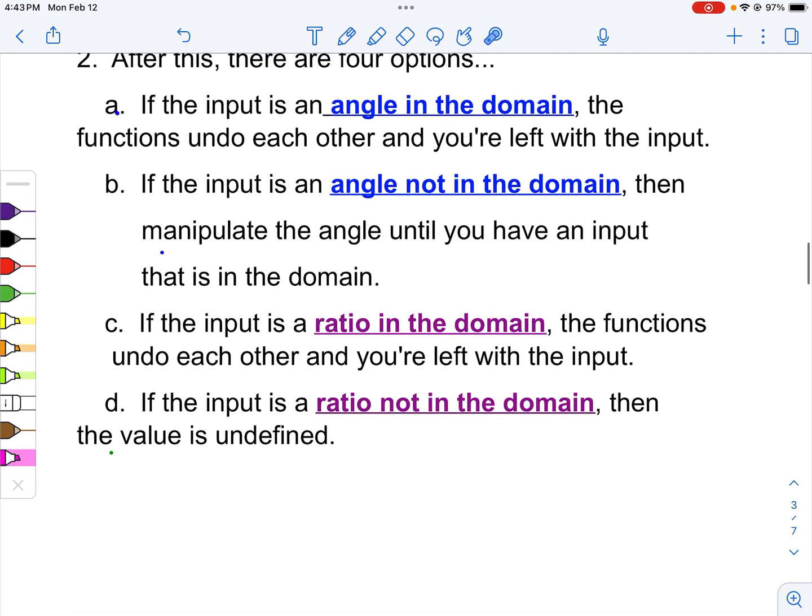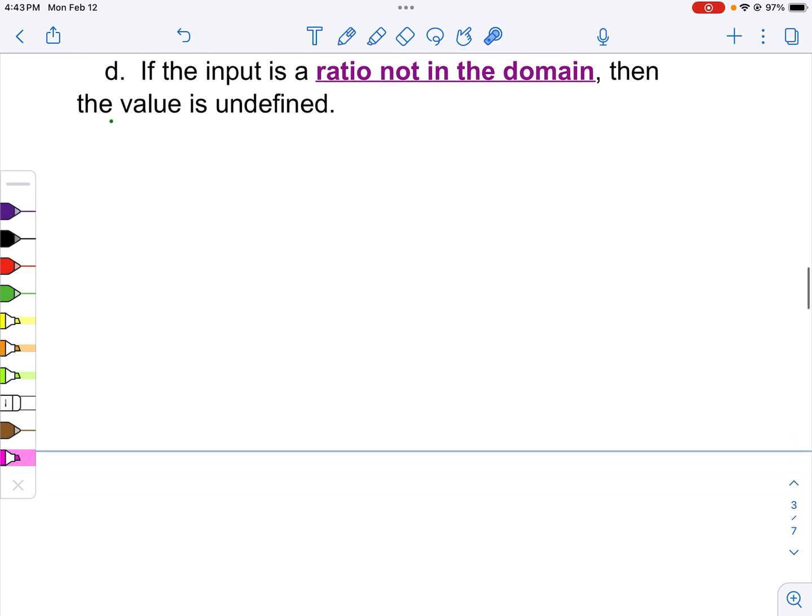All right, so we can rewrite angles only if the input is a ratio, so if it's a 1/2 or 3 over 2, and if it's within the domain, then the functions undo each other and we're left with that value. If it's a ratio that's not in the domain, we cannot rewrite ratios, so that one just doesn't work and our answer is undefined. So if we were doing sine inverse and it was outside of negative 1 to 1, say it was 2.5, that answer would be undefined. You cannot rewrite ratios. We can only manipulate angles.